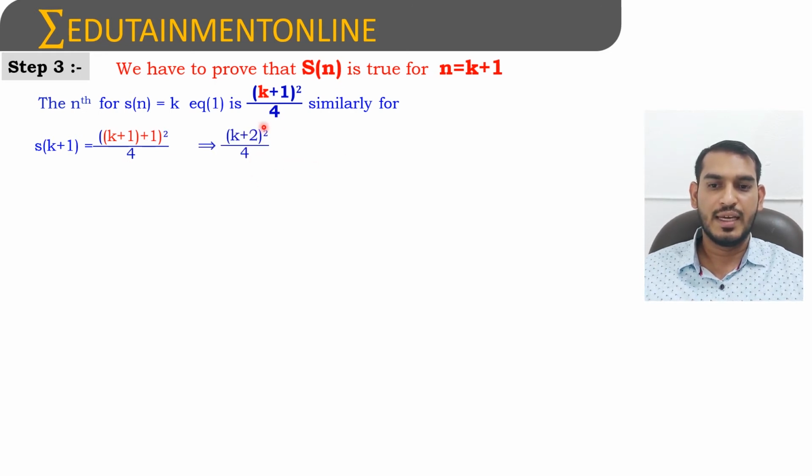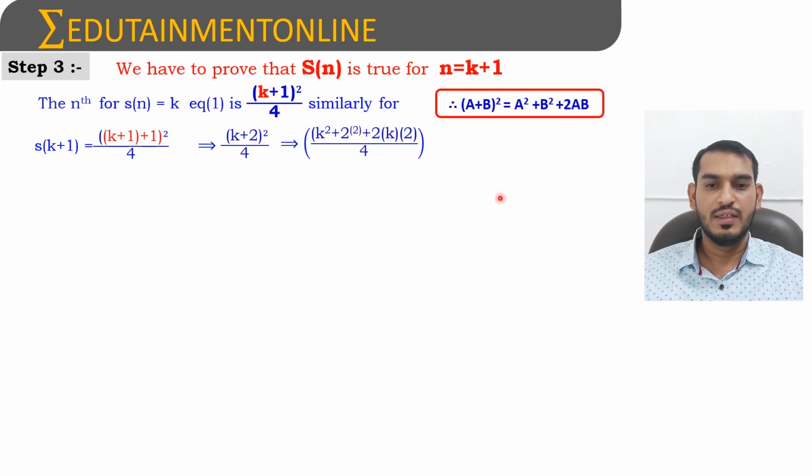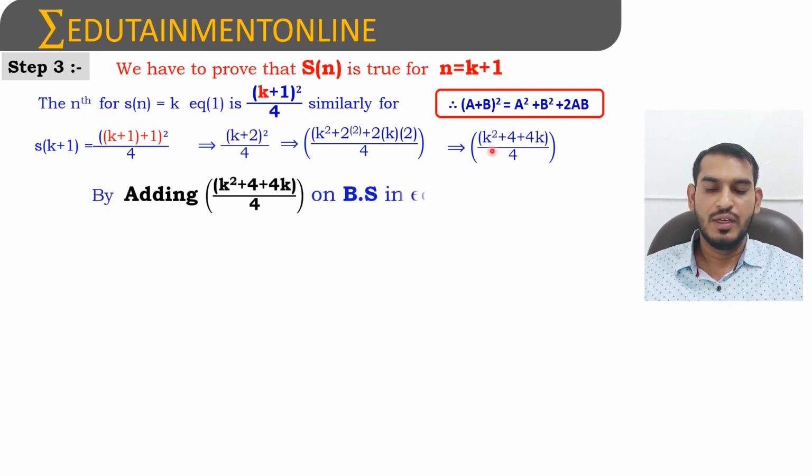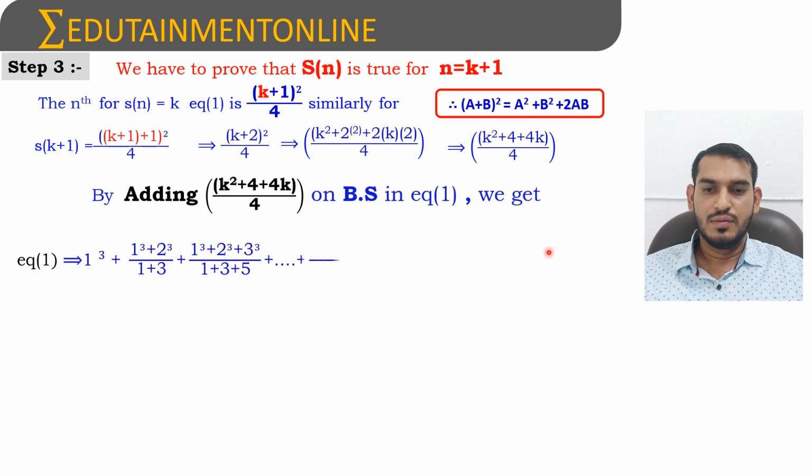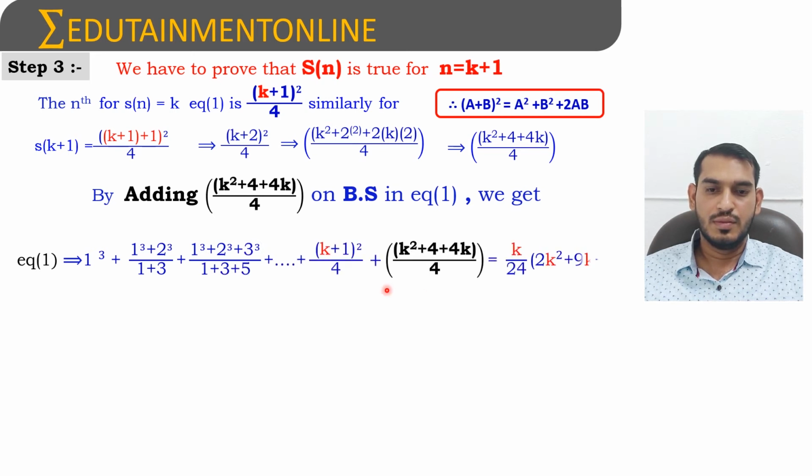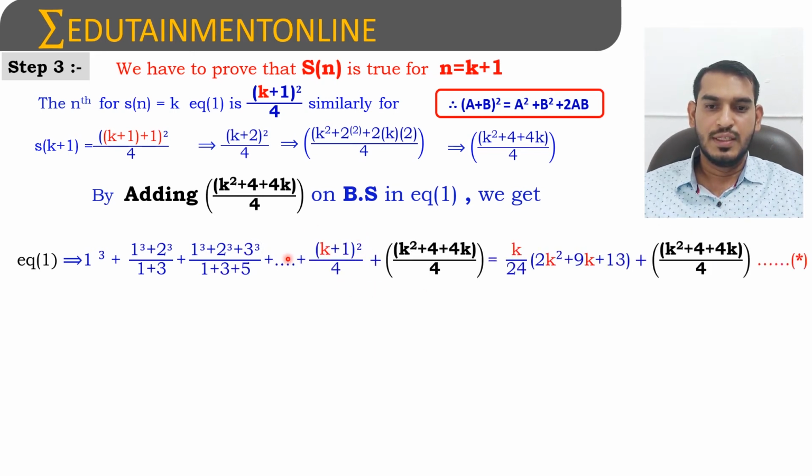Now we will add the k plus 1th term, which is (k plus 2) whole square by 4, on both sides of the equation. So expand this (k plus 2) whole square, that can be written as k square plus 2 square plus 2 into k into 2. So k square plus 4 plus 4k by 4. Adding this (k square plus 4k plus 4) by 4 on both sides of the equation. Till here the equation is same. So here we are just adding the k plus 1th term on both sides.